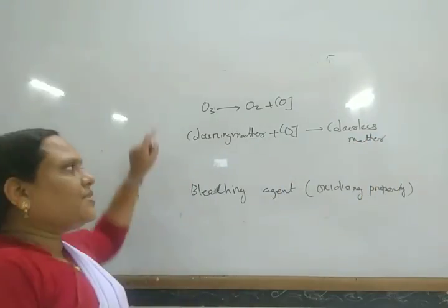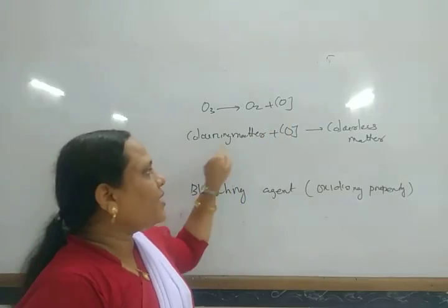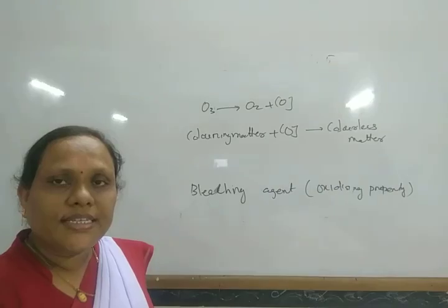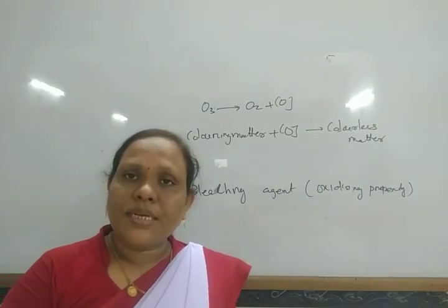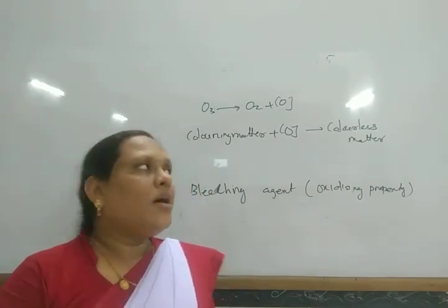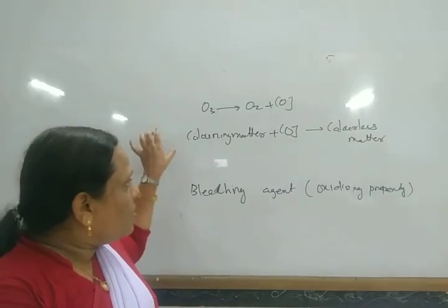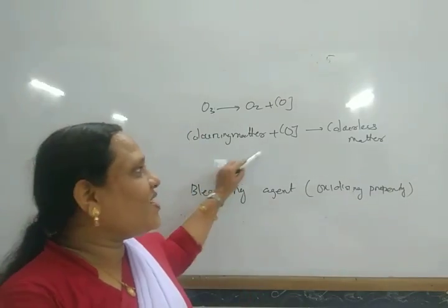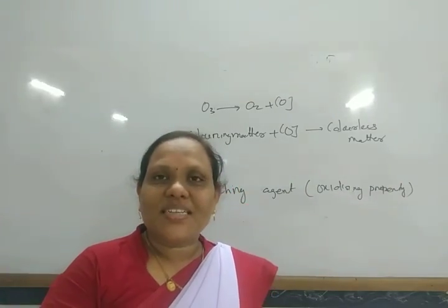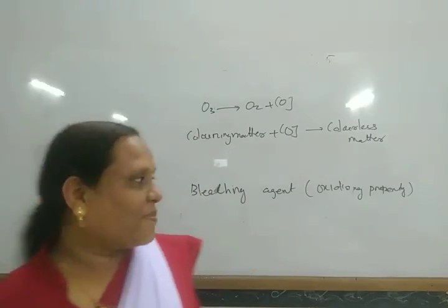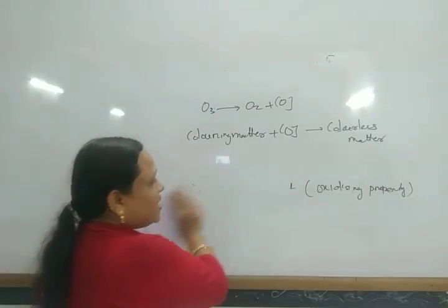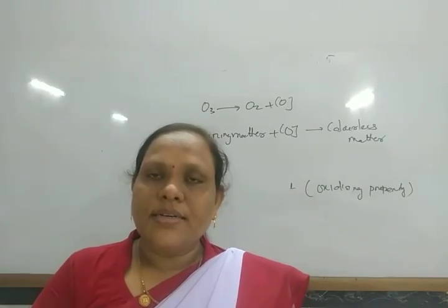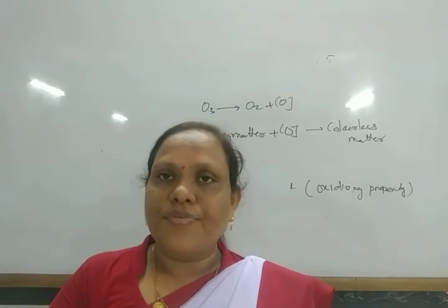Due to this oxidation process, the bleaching action of ozone is permanent. Generally, it is used in the paper and silk industry to decolorize the pulp. In this way, ozone acts as a bleaching agent. Next, ozone also acts as a germicide. So these are some properties of ozone.